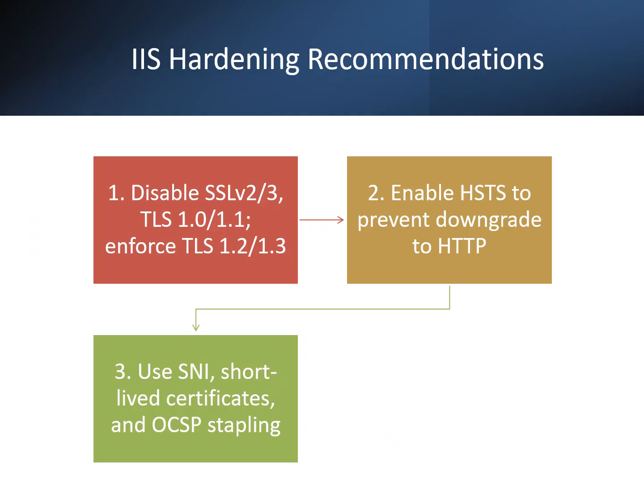IIS hardening recommendations. To harden IIS, we take 3 important steps. First, disable old protocols and weak ciphers. You can see those listed in the red square labeled number 1. This ensures only TLS 1.2 and 1.3 are enabled.